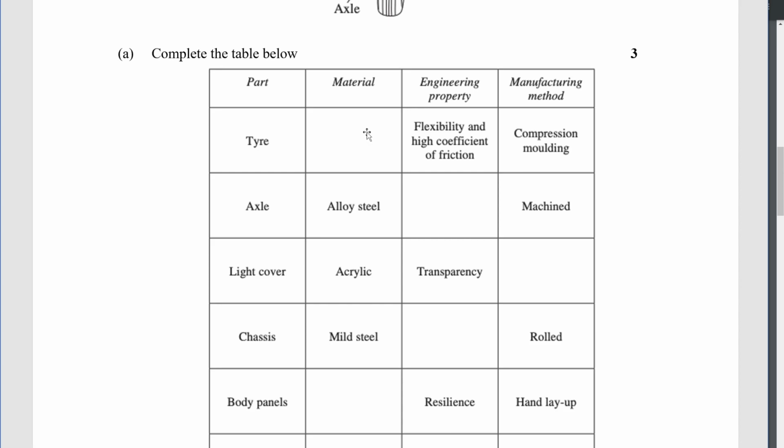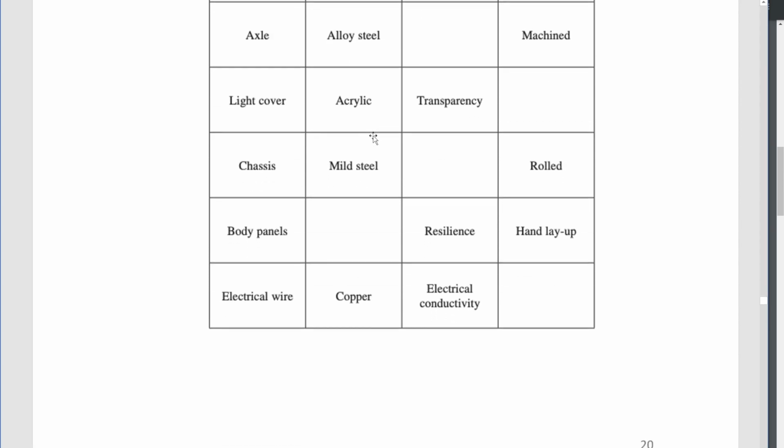So the light cover is acrylic, with transparency. The manufacturing method, I would write injection molding. If ever given an opportunity to write a manufacturing process for any sort of plastic, I would always write injection molding. But I'm sure that there are other methods you could use, but injection molding is what I would write.